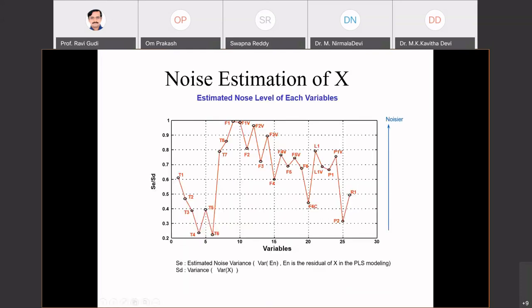Okay. Then we went about doing noise estimation of the variables. And it turned out, this is the estimated noise variance versus the variance of X. And as you can recall, if this is closer to 1, then you have a problem. Okay, so as you go up, it becomes noisier. There are a lot of variables that were quite noisy, especially the flow measurements were very noisy. Temperature measurements relatively had less noise associated with them.